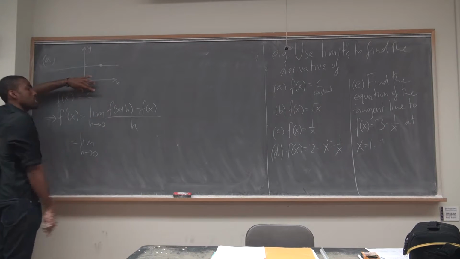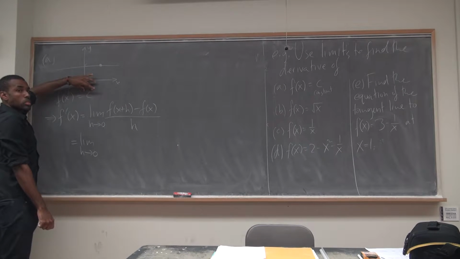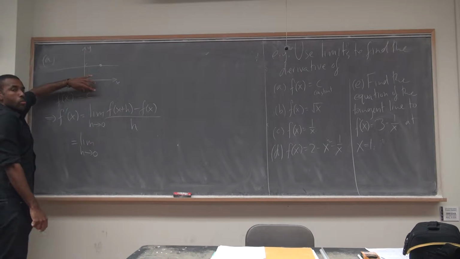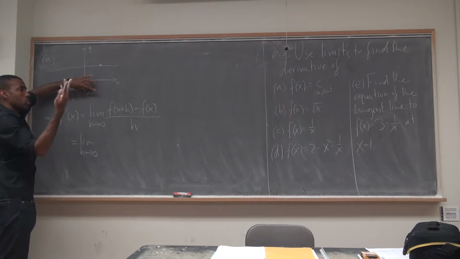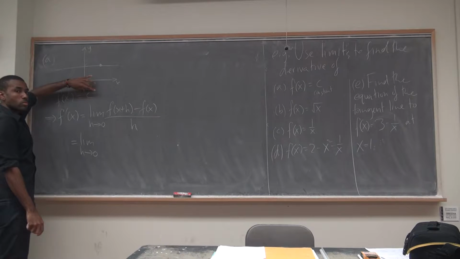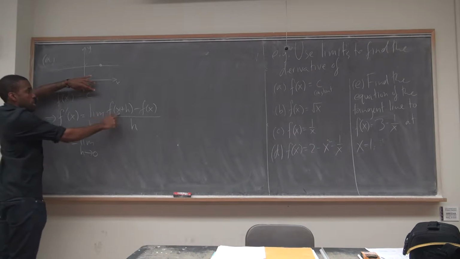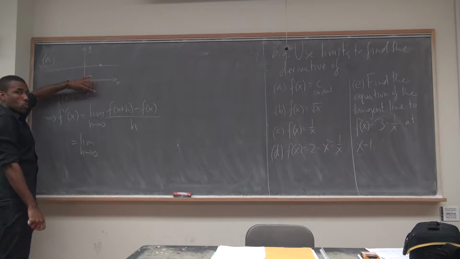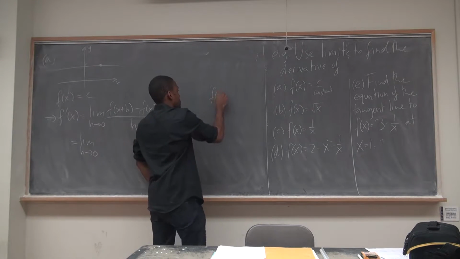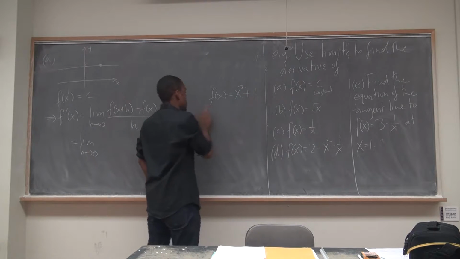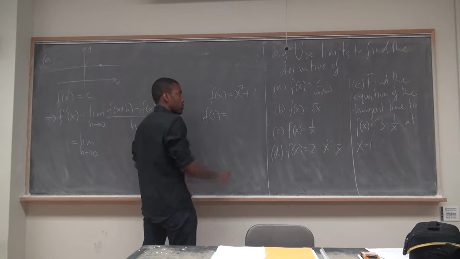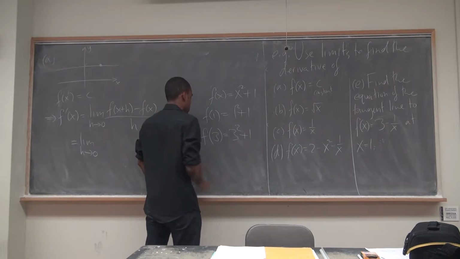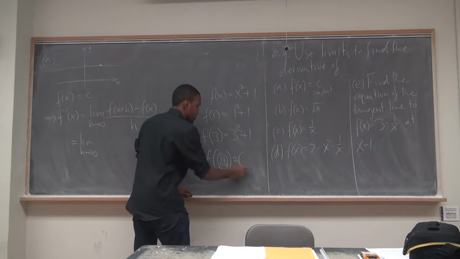Getting back to basics, what does this mean? If I know f of x, what is f of x plus h? How do I compute it? What do I do? F of blah, f of something, what do I do? If I see f of 1, what do I do? Plug 1 into x, right? If I see f of 3, what do I do? If I see f of smiley face, what do I do?